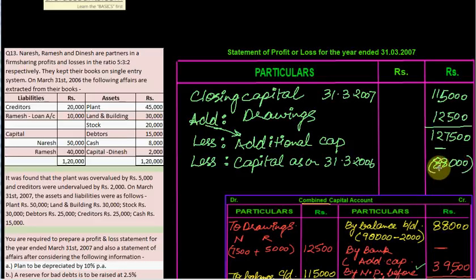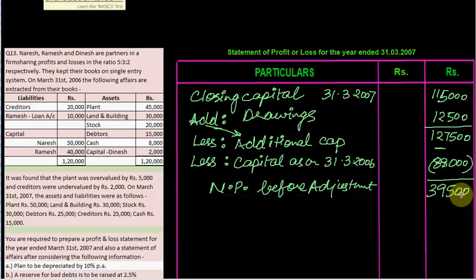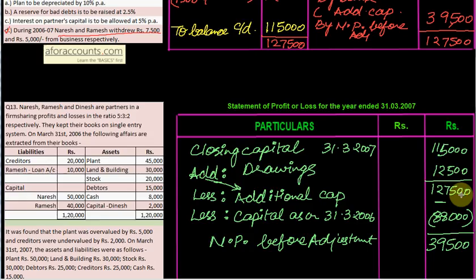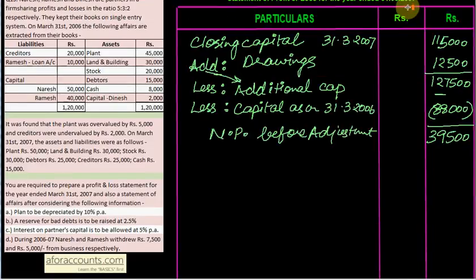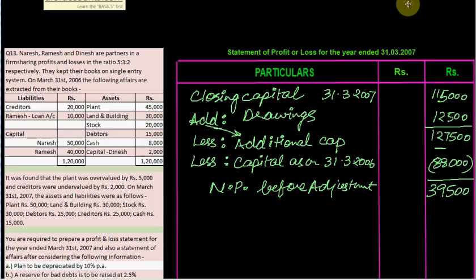and subtract this and we get net profit before adjustment $39,500. And remember, this is the same amount that you will get in your capital account as well, 39,500. Okay. Now, starting up with the adjustments.